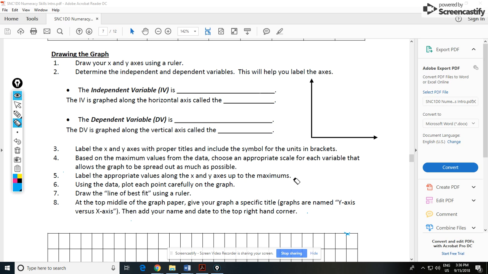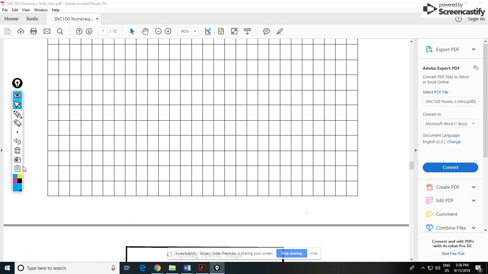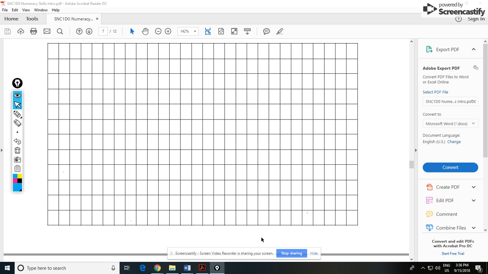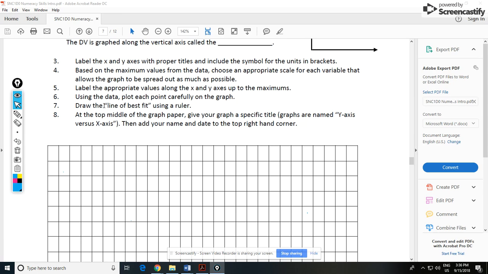The biggest tip I can give you is to always remember to have that title and to always label your axes. So label the x-axis, label the y-axis. Make sure you have the units. So if you have, let's say, time, make sure you put seconds in brackets. And then make sure you make a line of best fit. So don't connect the dots, but rather make a line that's as close to all the dots as possible and has roughly equal amounts on both sides. So it's called a line of best fit. It gives you a trend.